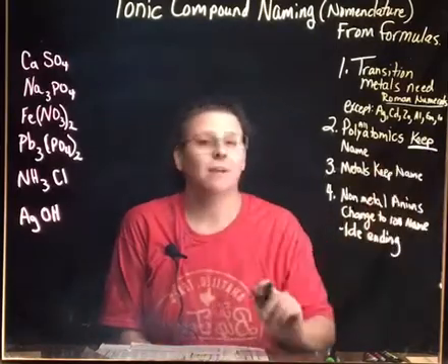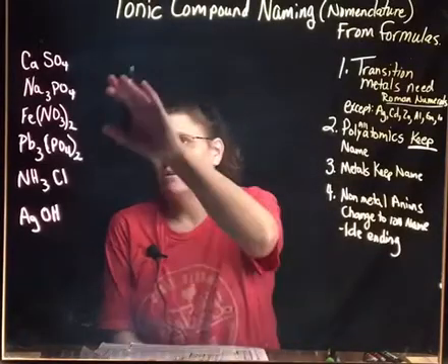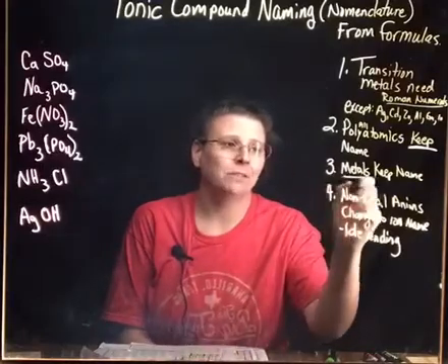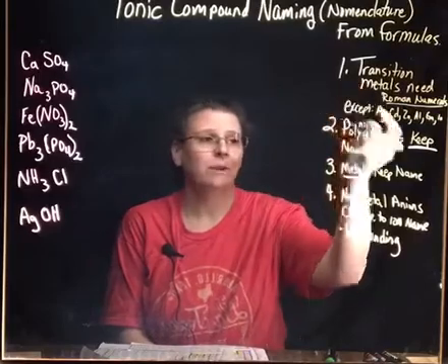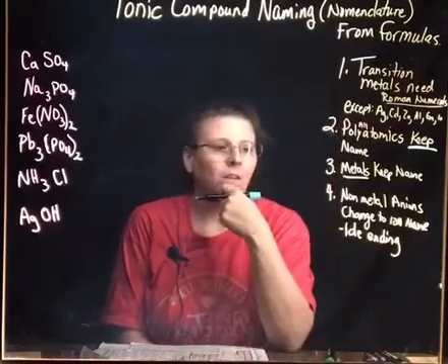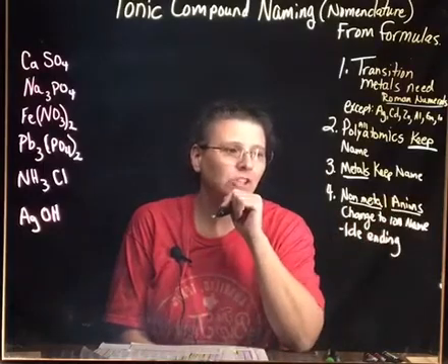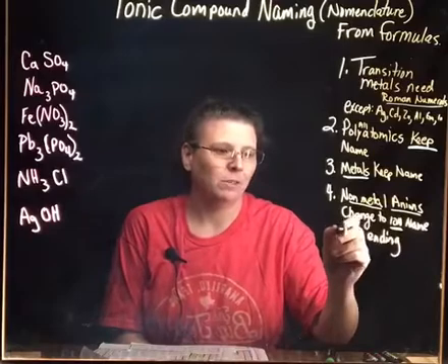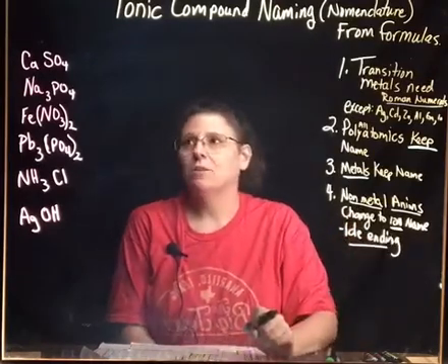All polyatomics keep their name. All polyatomic ions keep their name. So if they're on the back of your periodic table and they're in a formula, they keep their name. All metals keep their name. The only thing that we change on metals is if it's a transition metal, we give it a Roman numeral. Non-metals, if they're in the anions, change their name to their ion name, which has the IDE ending. Okay? So let's get started.